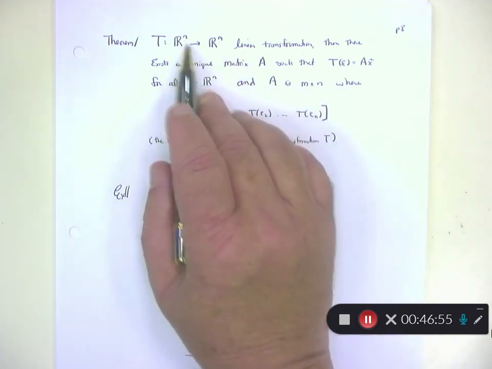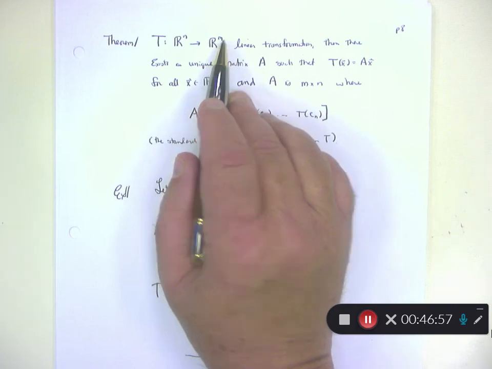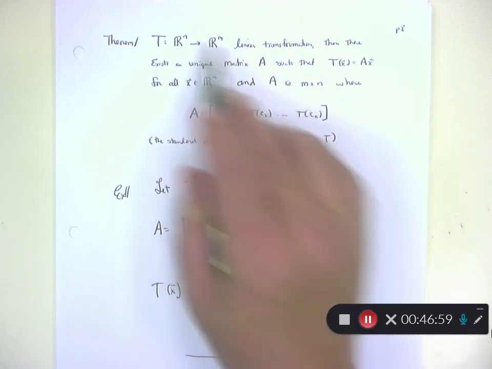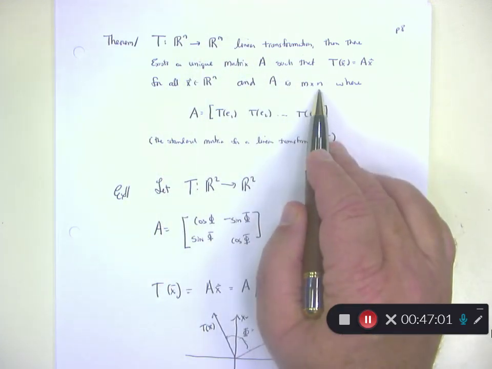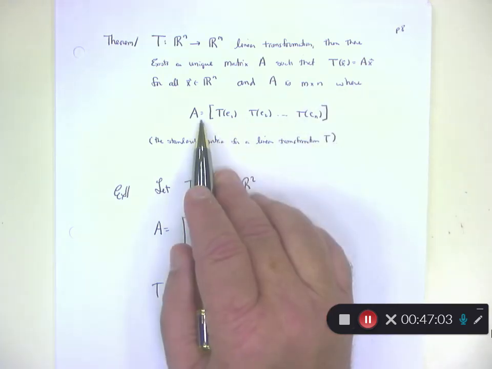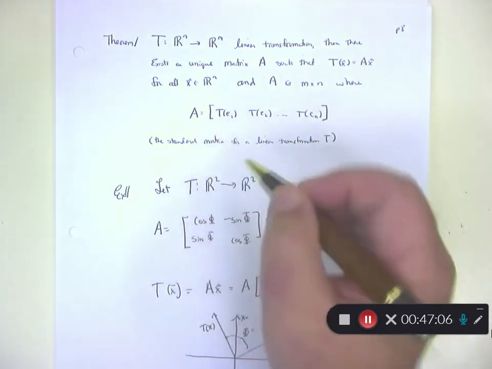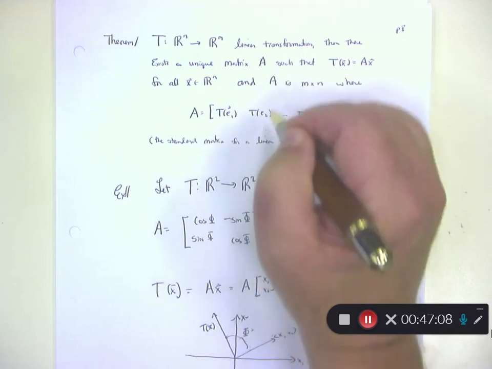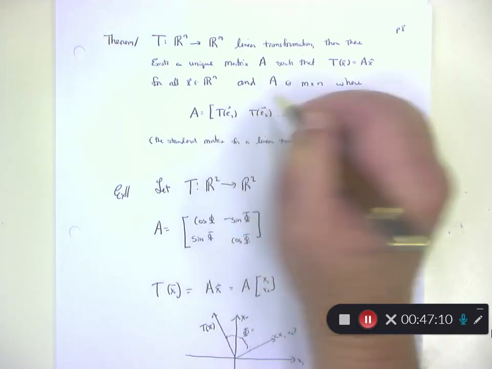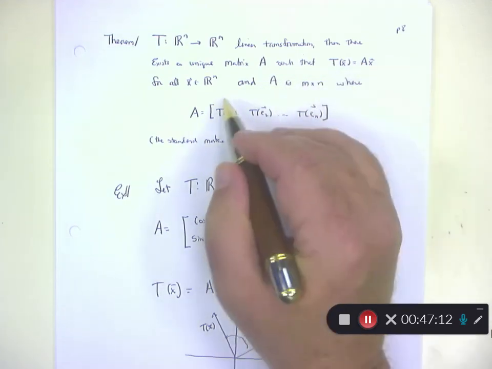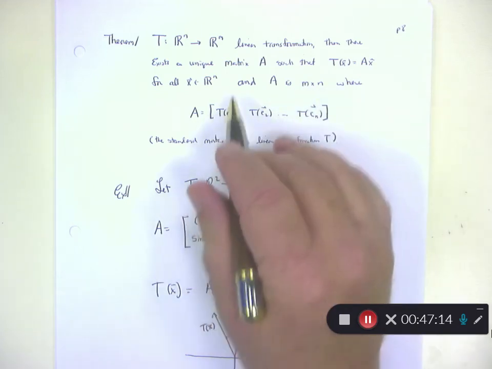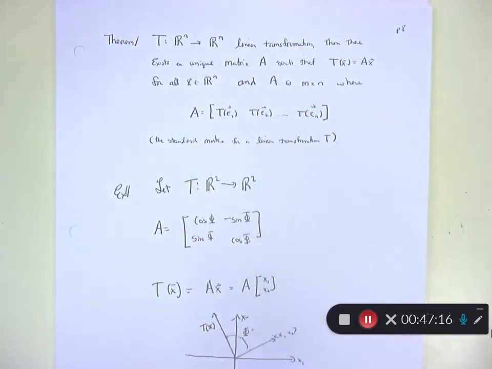See that Rn going to Rm? We talked about that a few seconds ago. The matrix is going to be m by n. Catch patterns on this stuff. Where A is equal to T of E1, T of E2, T of En. These T of these E guys end up being the columns of the actual matrix.